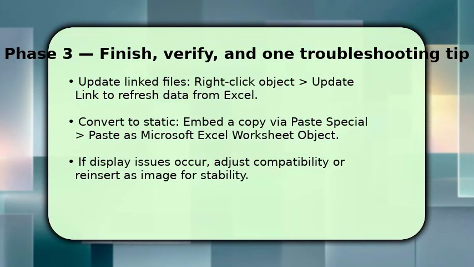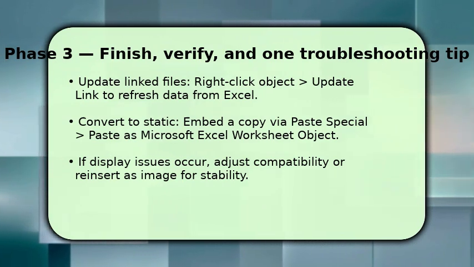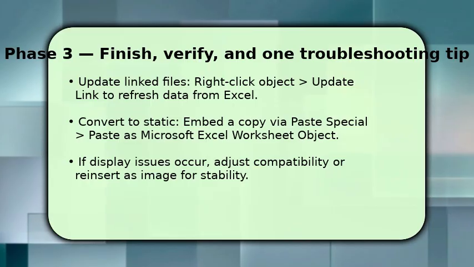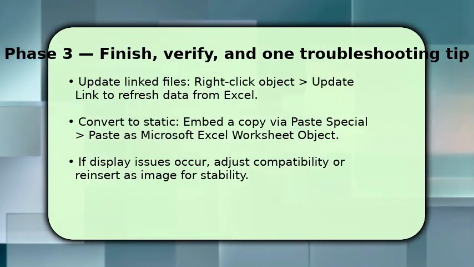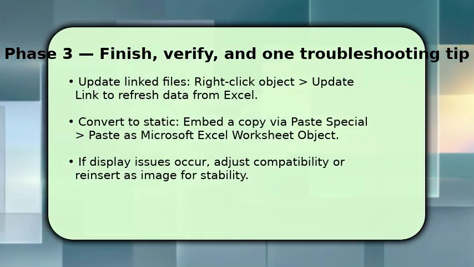To finish, confirm whether the object should remain linked. Right-click and update link to pull the latest Excel data, or convert to a static copy using Paste Special if you need portability. Make sure page breaks and margins still work. Resize or move the object to prevent content shifts.